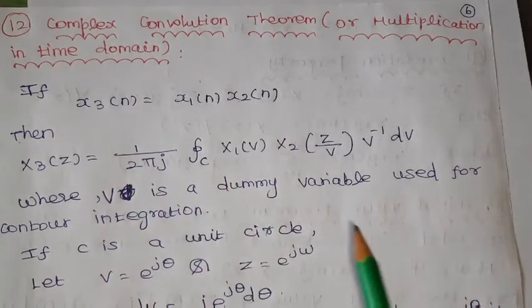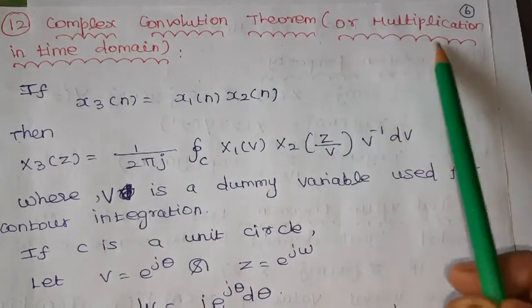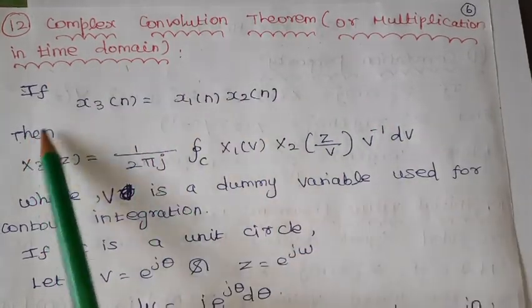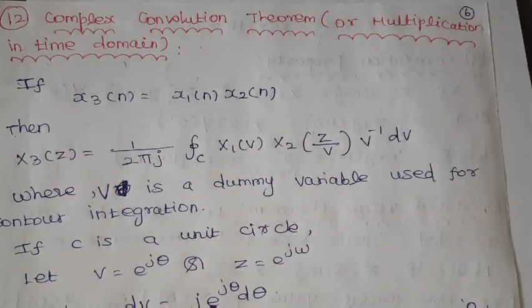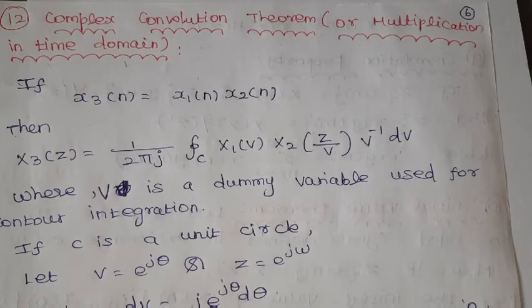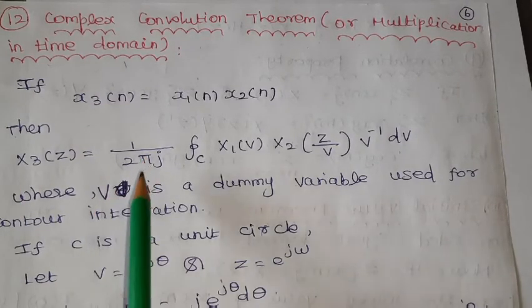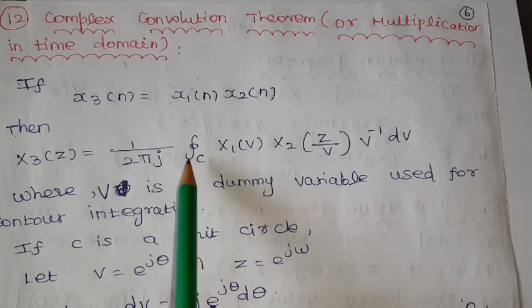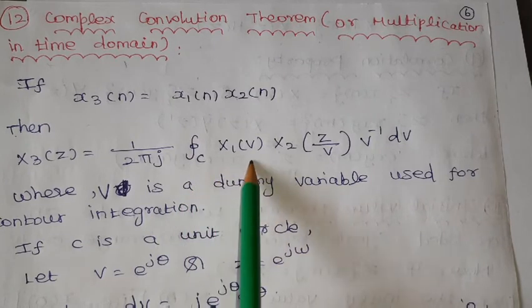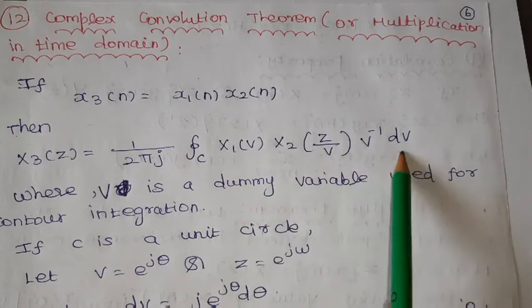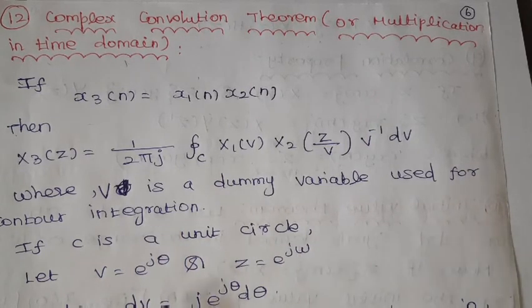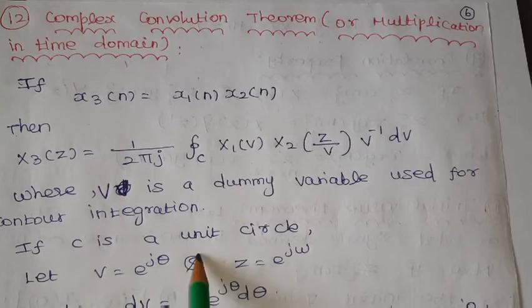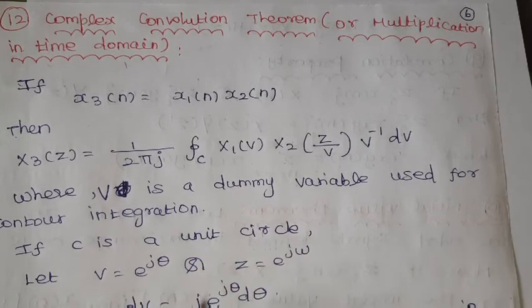Next, coming to the property, what is that? Complex convolution theorem or multiplication in the time domain. If x3 of n is equal to x1 of n times x2 of n, that is, x3 of n is the multiplication of two time sequences x1 of n and x2 of n, then x3 of z is equal to 1 by 2 pi j closed integral over c of x1 of v and x2 of z by v into v inverse dv, where v is a dummy variable used for contour integration. It looks like a convolution property.